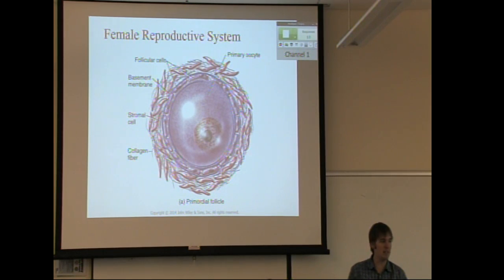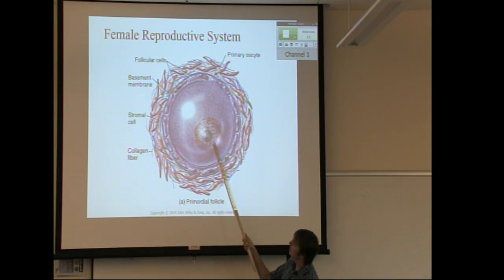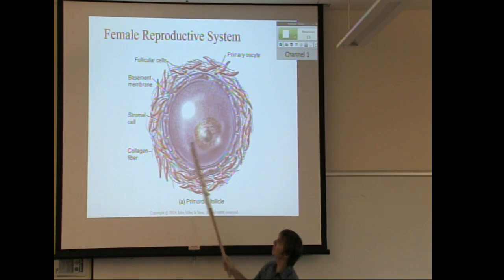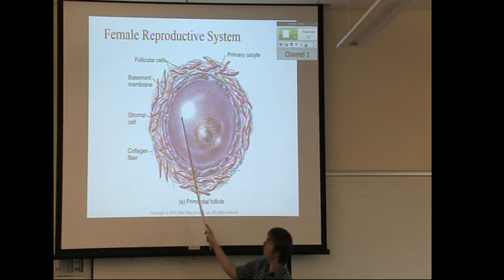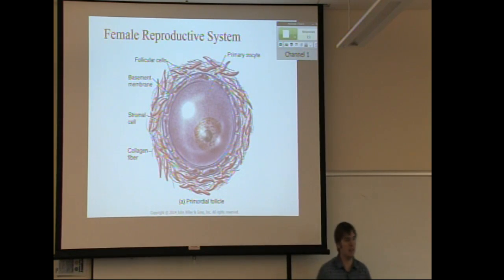So what do the follicles look like? What are they made of? So a primordial follicle is pretty small. There's the little halfway developed oocyte inside. And then it's surrounded by follicular cells, which secrete this fluid. And then outside of them are the stromal cells and collagen. So they're a kind of fibroblast, like connective tissue basically around it.